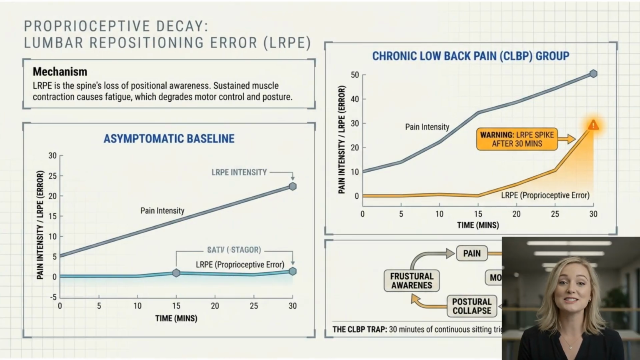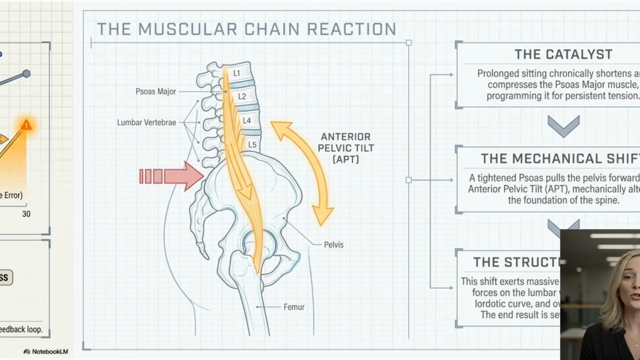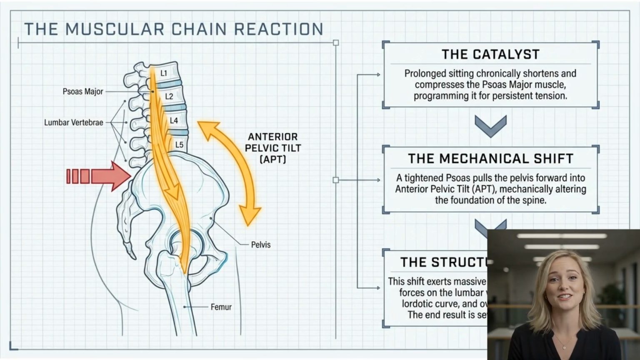Proprioceptive decay is the spine's loss of positional awareness due to muscle fatigue. This leads to lumbar repositioning error, or LRPE. For those with chronic low back pain, continuous sitting can quickly lead to an LRPE spike and a destructive postural collapse. Prolonged sitting shortens and compresses the psoas major muscle, leading to chronic tension.